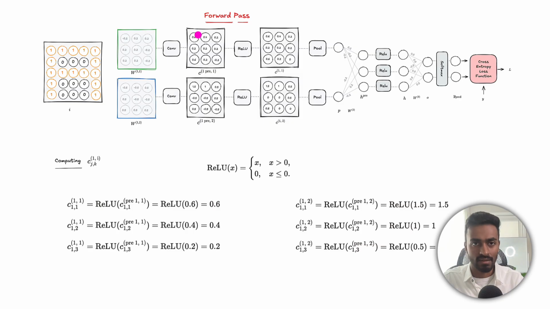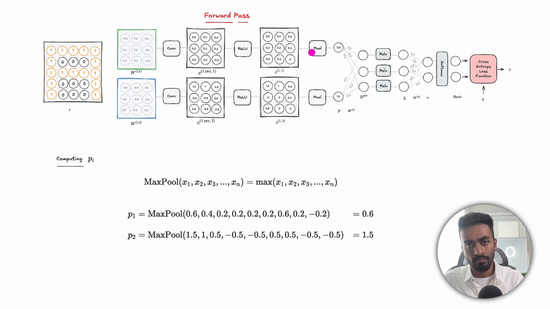So if you take, for example, 0.6, it's already greater than 0, so it's passed through as 0.6. 0.4, already greater than 0, so passed through. 0.2, it's passed through. 0.2, it's passed through. All the way until this last neuron here. Here, this is negative 0.2. It's less than 0, and applying the ReLU activation here, we are going to just get 0 as the activation. And similarly, we can do this also for the second feature map here, and we can see the corresponding values over here.